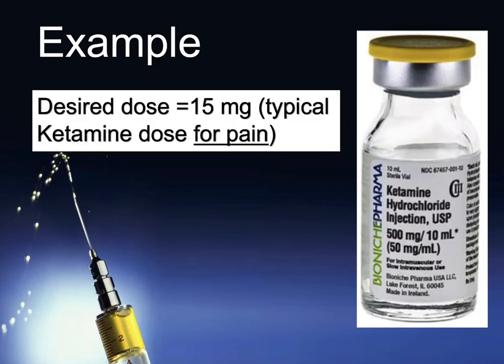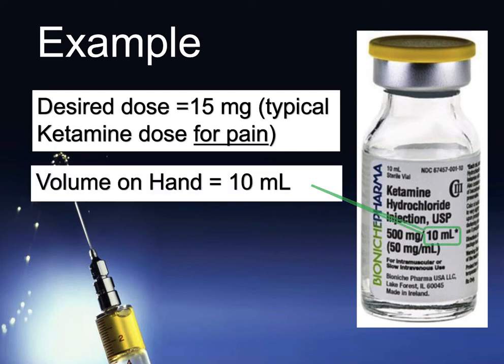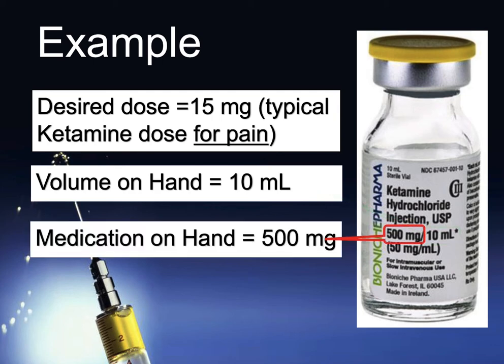So we'll work through some examples as I talk about each of these. The first example is ketamine. We'll say the desired dose is 15 milligrams. That would be a typical and appropriate dose for pain management with ketamine. If I know that my desired dose is 15 milligrams, I'm going to grab my vial and look at it, and identify that I've got 10 milliliters of fluid in this vial. So I know that I have a total volume on hand of 10 milliliters, and a total medication on hand of 500 milligrams.